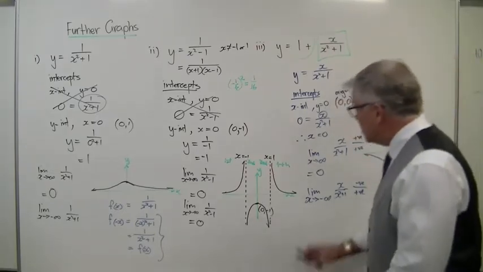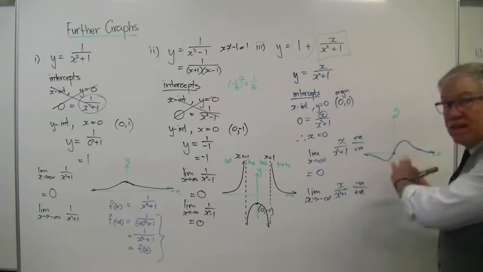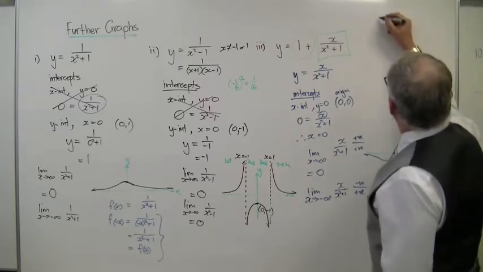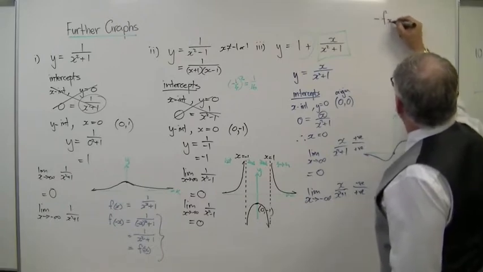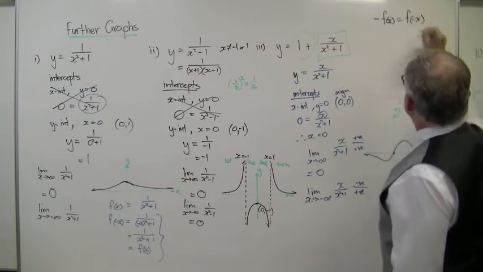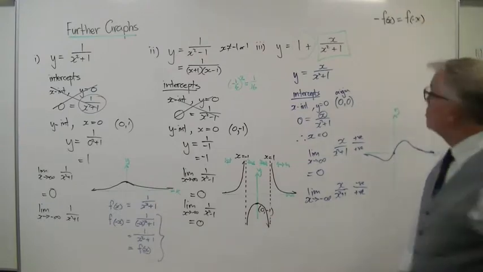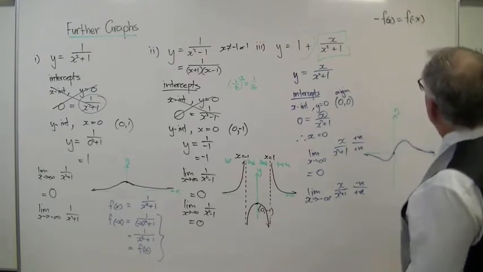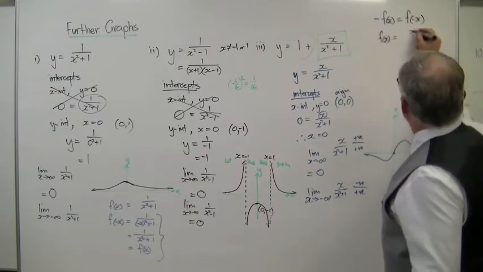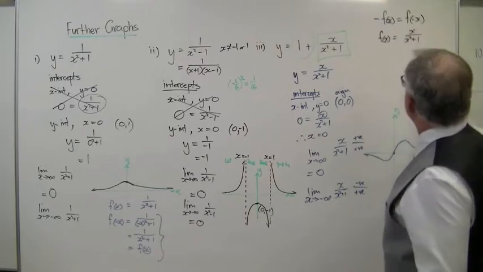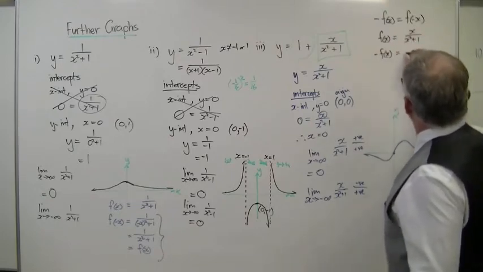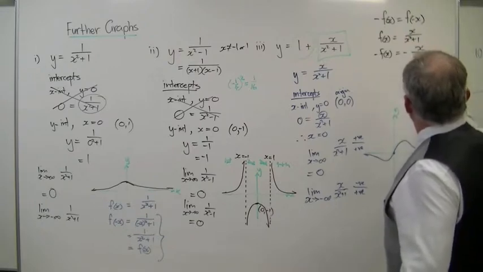Now, we could actually have a look at this and see it looks like it's an odd function. So let's double check to see if it is odd. For odd functions, that means negative f of x is equal to f of minus x. That's what happens for odd functions. So we've got f of x is equal to x on x squared plus 1. So negative f of x will be equal to minus x on x squared plus 1.